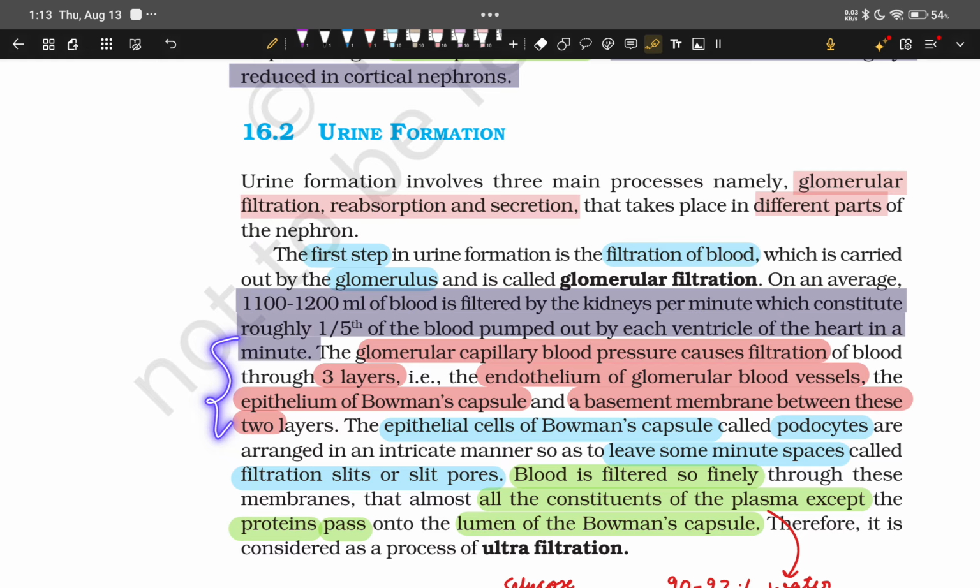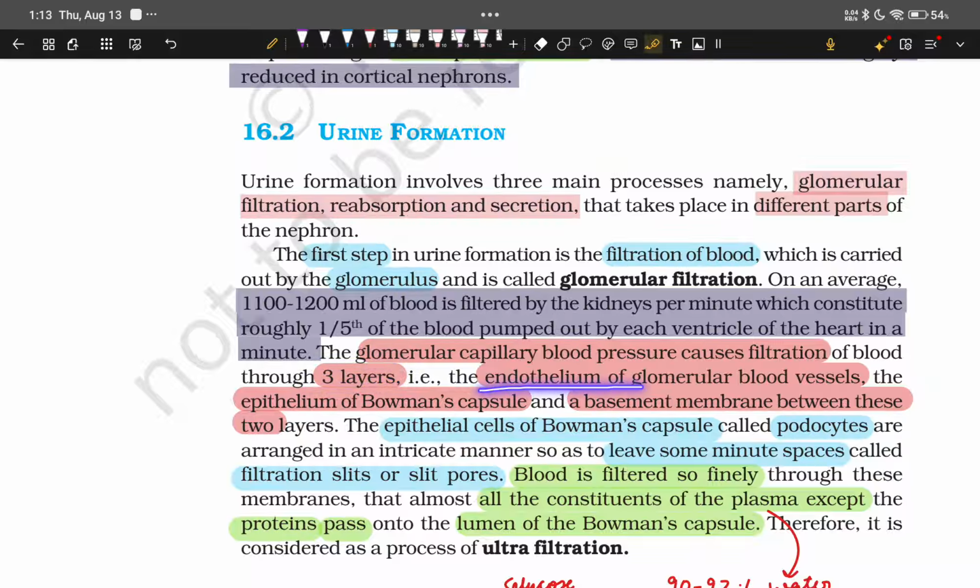Now the next part is, what is the cause of this filtration? First of all, it is done by the glomerulus. That's nice. This fact is nice. Then what is the cause of this filtration? So the main cause as per the NCERT is glomerular capillary blood pressure. So because of this pressure, filtration of blood happens, and it happens through 3 layers.